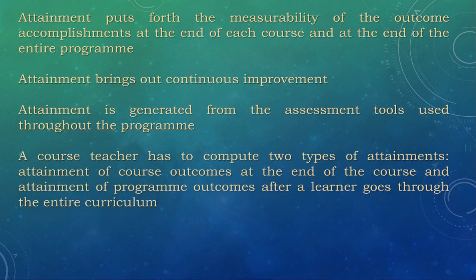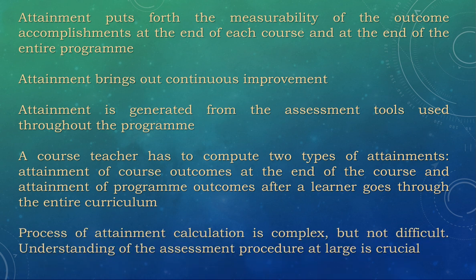A course teacher has to compute two types of attainments: attainment of course outcomes at the end of the course, and attainment of program outcomes after a learner goes through the entire curriculum. So a teacher has the responsibility of calculating two types of attainments: CO attainment and PO attainment. In this video, we shall focus on the calculation of course outcome attainments, the CO attainments, only. In our next video, we shall discuss the program outcome attainments.